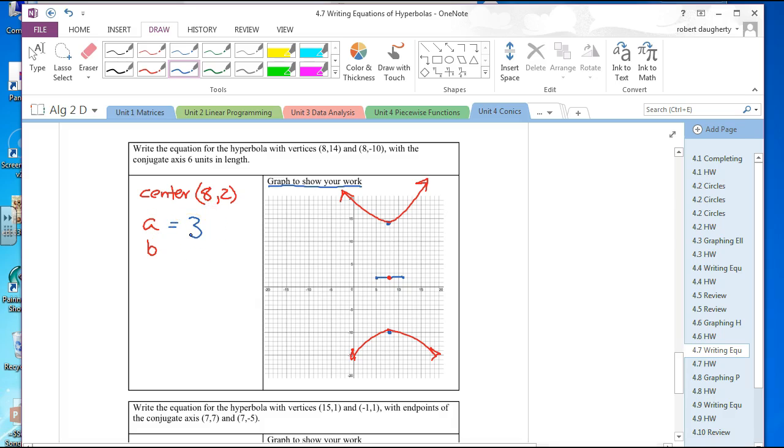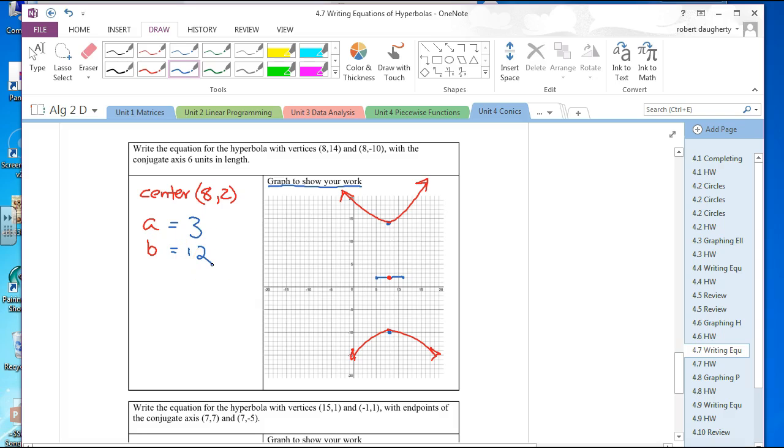How do I find b? b is the what? From the center, it's the what distance? Vertical. How far is it from this point to that vertex? That is 12. So b is 12. And now we're ready to write the equation.